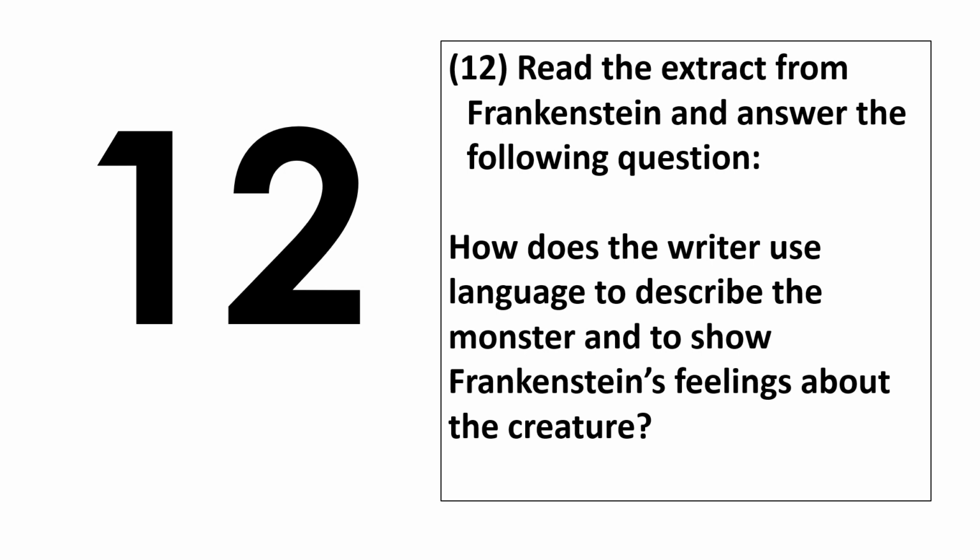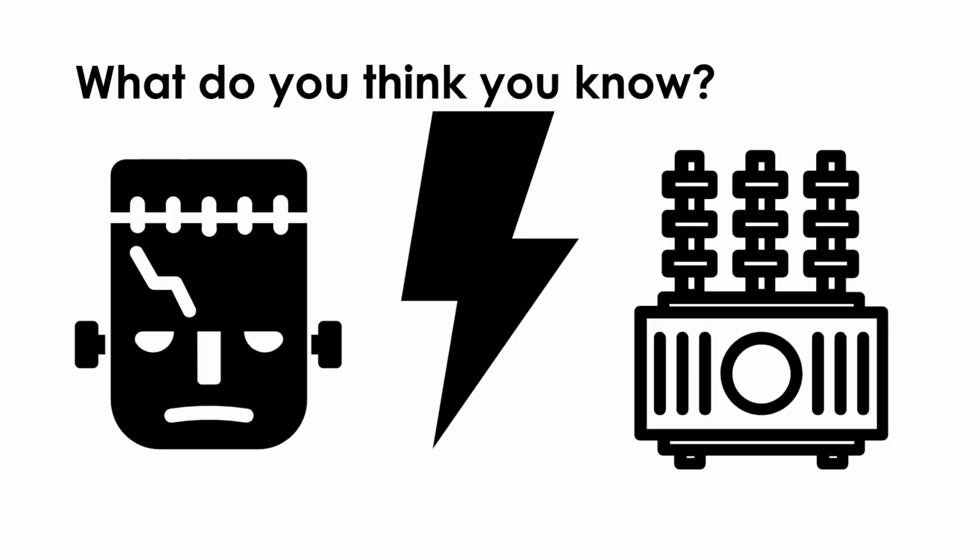Task number 12 asks about reading an extract from Frankenstein, one of the most famous Gothic horror novels of all time, and starting to answer the following question. How does the writer use language to describe the monster and to show Frankenstein's feelings about the creature? What we'll do over the course of this little video is break down how you might go about doing that. We'll read the extract and we'll have a look at other things.